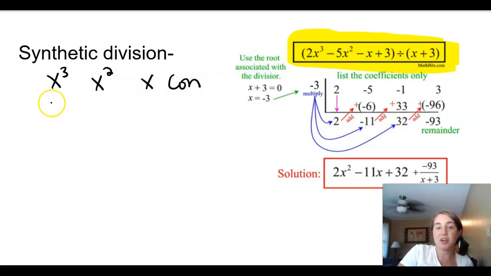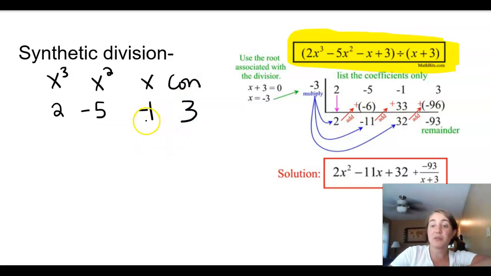And then I'm going to put the coefficients underneath. So 2, -5, -1, and my constant is 3. Say I was missing a coefficient, I would put a 0. If it does not have one, I'd put a 0. Then we're going to find what I call a magic number. I'm going to set my x plus 3 equal to 0, so my magic number is going to be a -3.